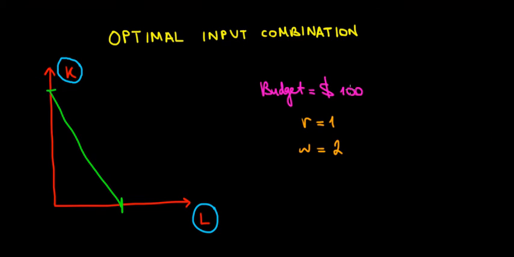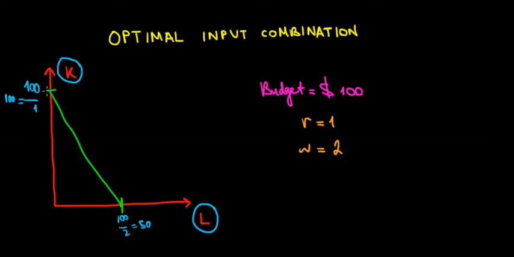The $100, if we invest only in capital, we'll have this following intercept. We can buy at most 100 divided by 1, 100 divided by the interest of 1, which is 100 units of capital if we only invest in capital. With the same logic, if we only invest in labor, we would be able to buy 100 divided by the wage of 2. 100 divided by 2 gives us 50 units of labor, 50 employees to hire at most if we spend nothing on capital.